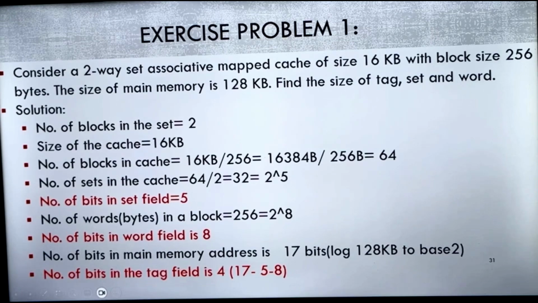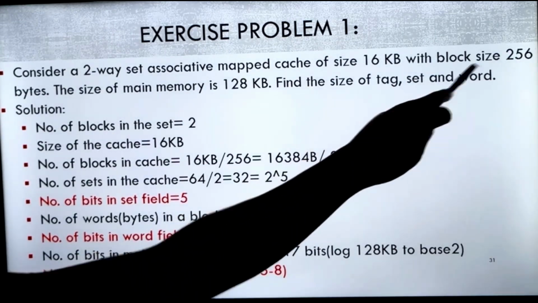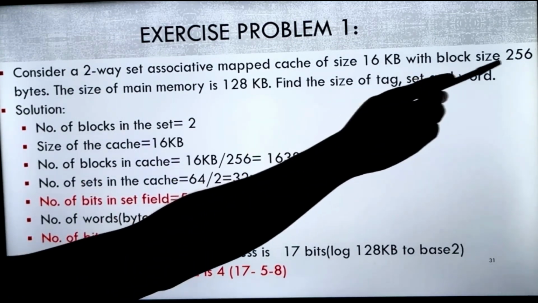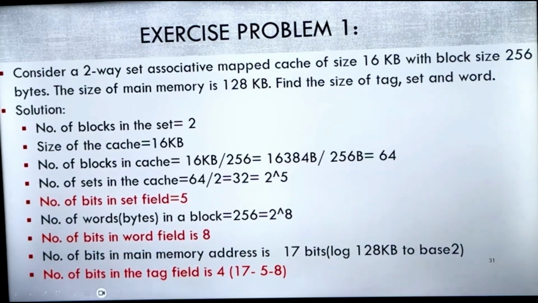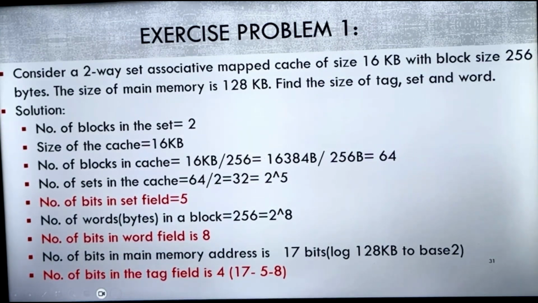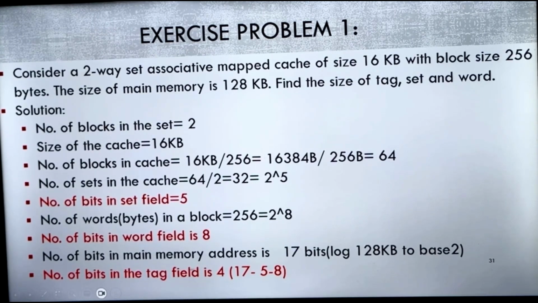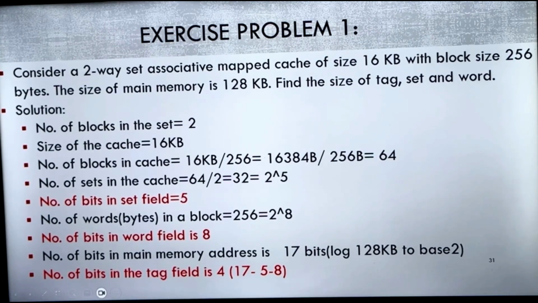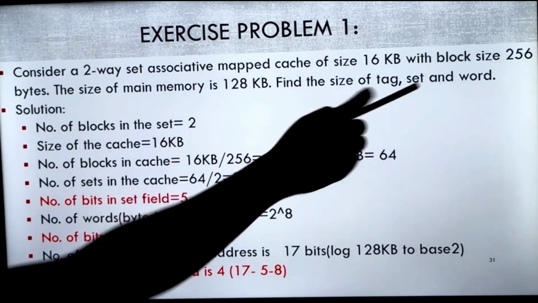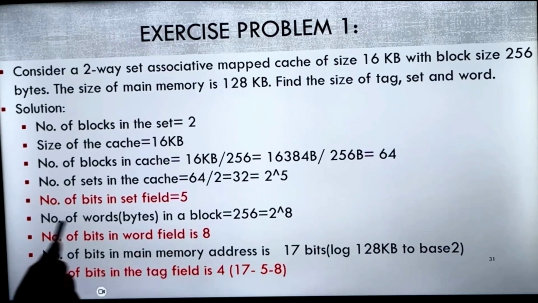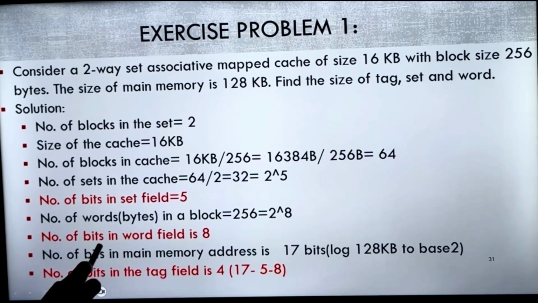Fine. Next, what do we have to find? How many bits will be there for word? Now in each block, how many words are there? 256. It's given, right? 256 bytes. So to get any one of these words from any block, how many bits do I need? Can you tell me? 2 to the power 8 equals 256. So I need 8 bits to determine the word.